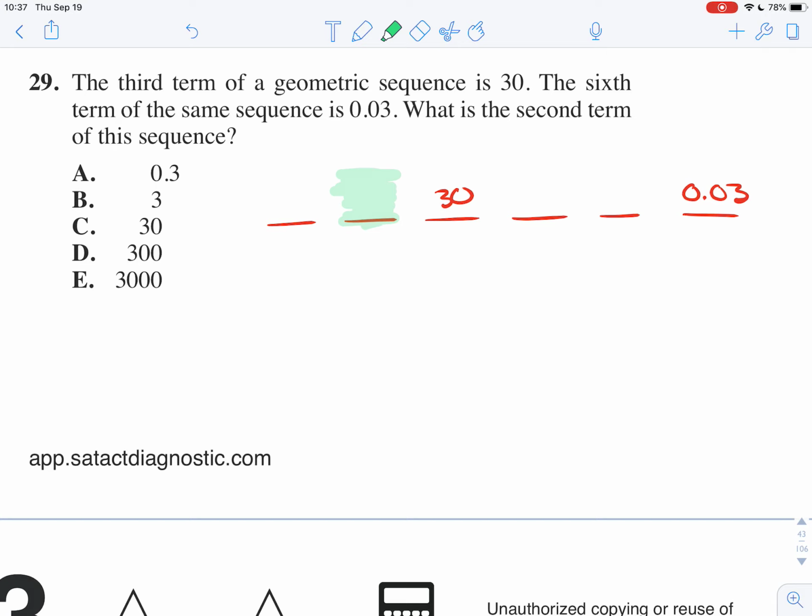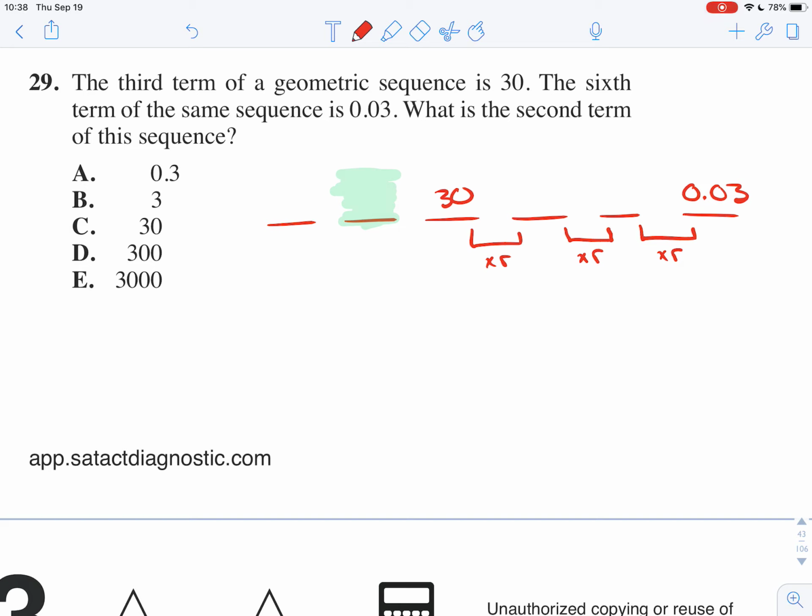Okay, what is this term? Geometric sequences have what is called a common ratio. That common ratio means that from one term to the next, the numbers are being multiplied by the same value. Now, that could be division, but multiplying by a fraction can yield division, so it's all just multiplication. You might see a pattern here with 30 to 0.03 and think about division by 10, and that is where this is heading.